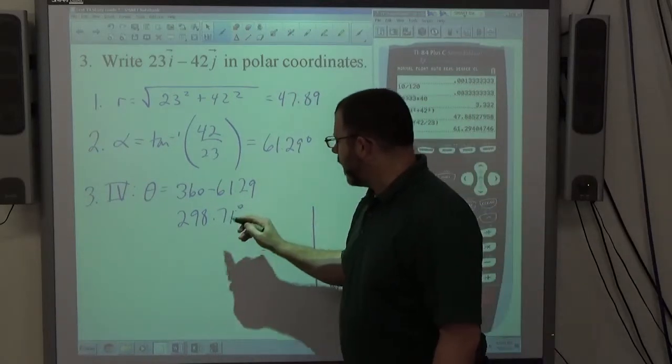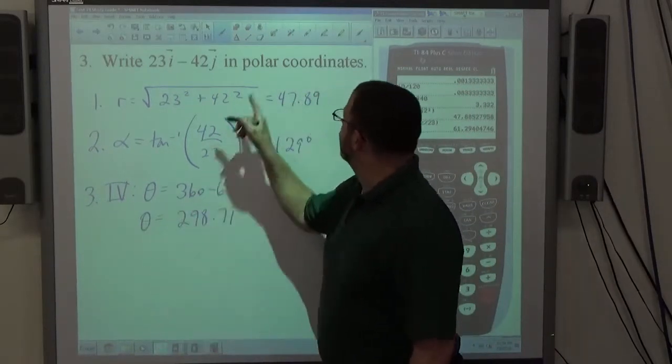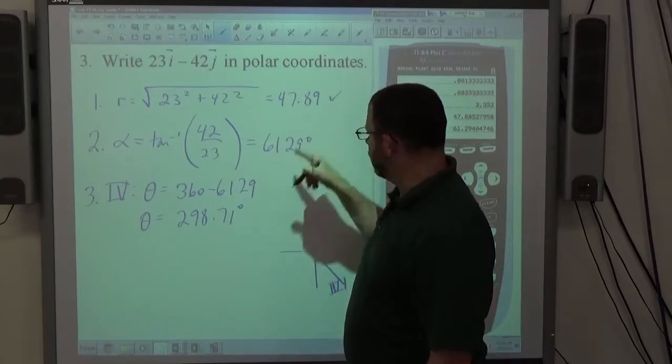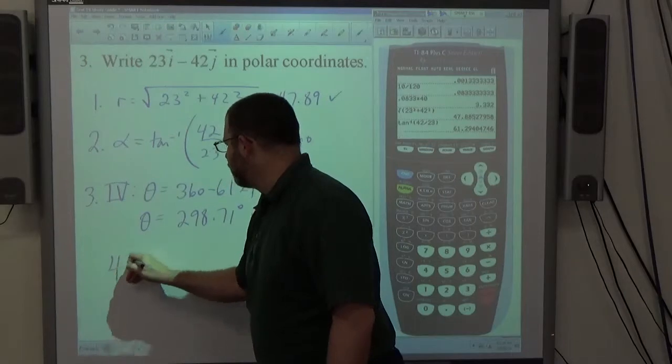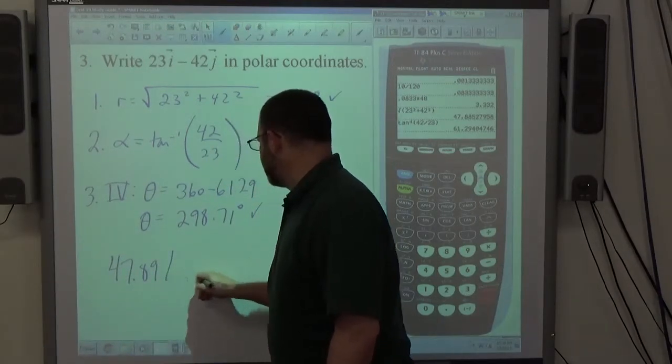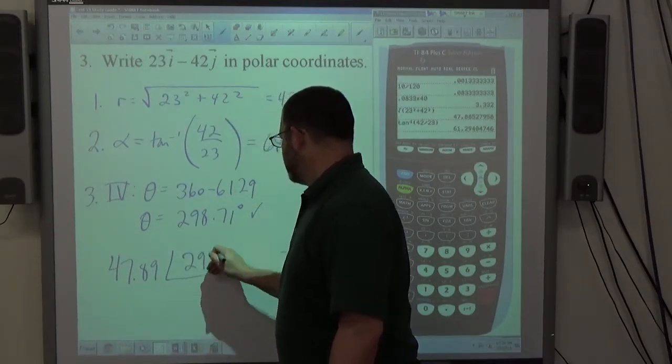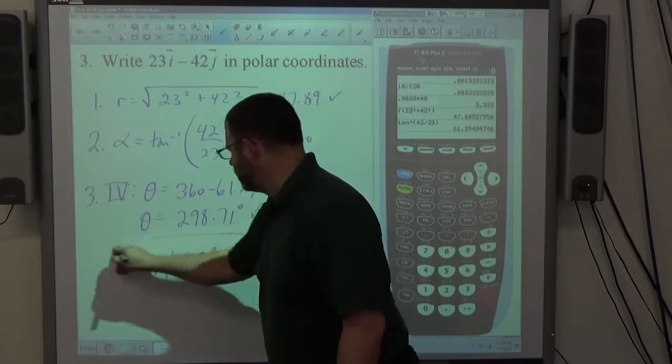All right. And if we're going to polar coordinates, the magnitude and the theta are the two things we need for the polar form. So 47.89 at an angle of 298.71 degrees.